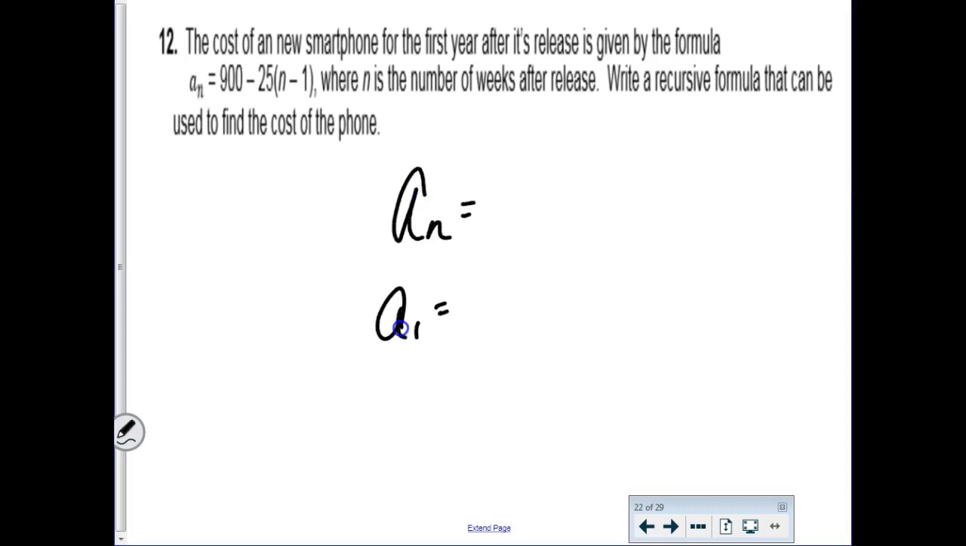All right, recursive needs these two parts, right? Let me do the easy part. First term is, boom, 900. Pulled that right off the formula. Recursively, though, if you take the previous term, a sub n minus 1, how do you move to the next term? What's the common difference? Find it. Yeah, you're subtracting 25. So there's your recursive formula. So once you get used to the notation, I think those are actually really nice questions.